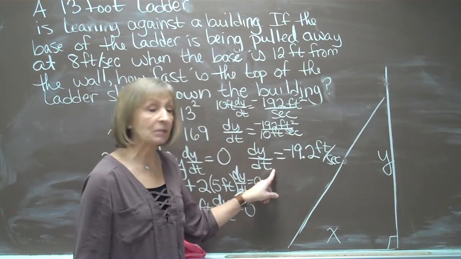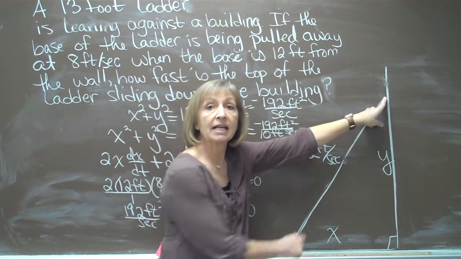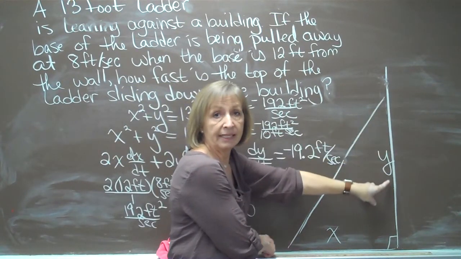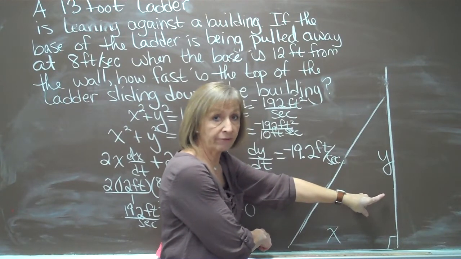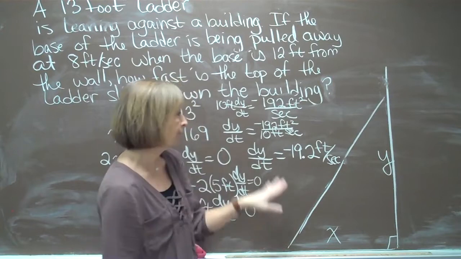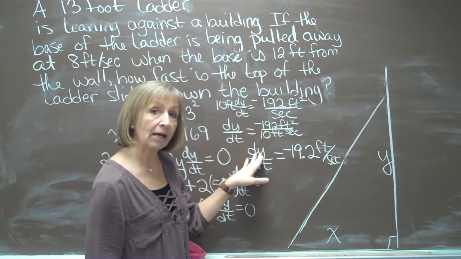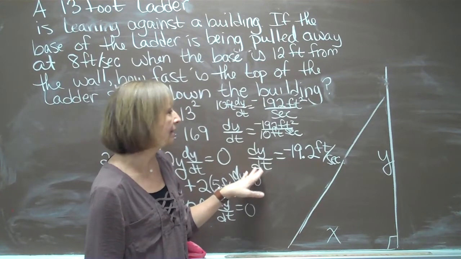Now this makes sense because it's negative, because the tip of the ladder is going down the building as I pull the ladder away from the building, and that's why we are getting a negative for the rate at which the ladder is slipping down the building at that moment.